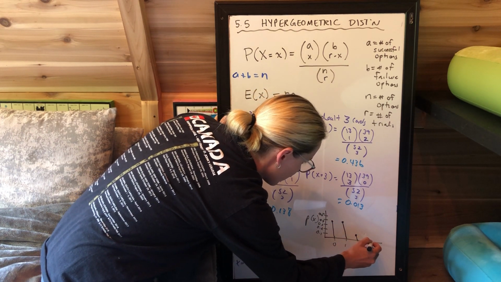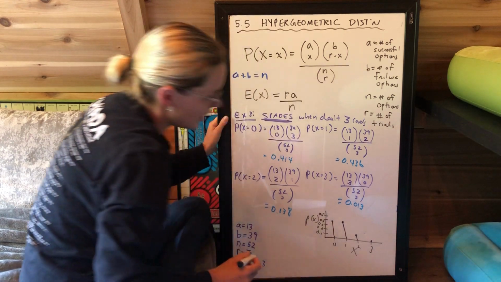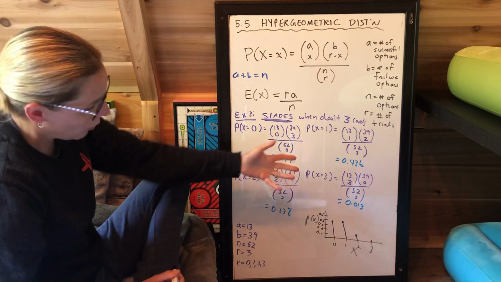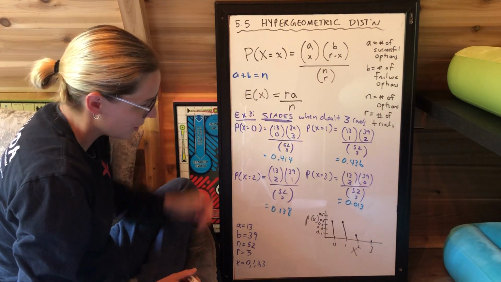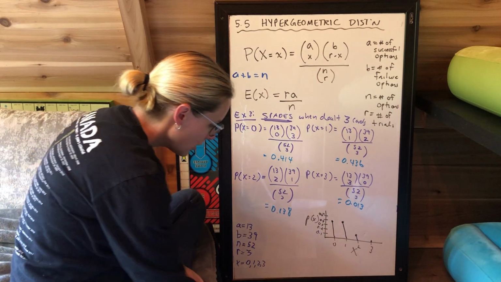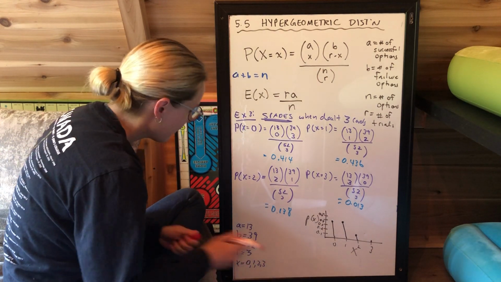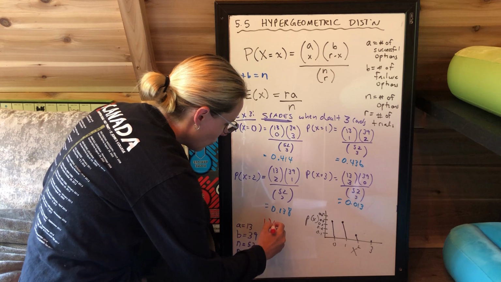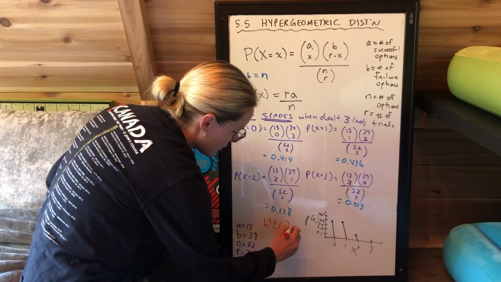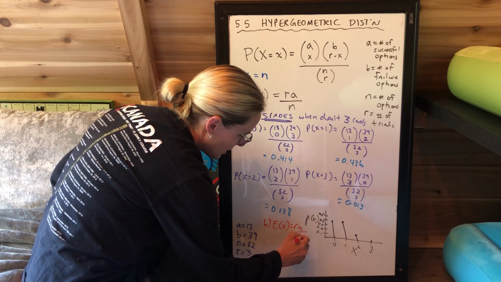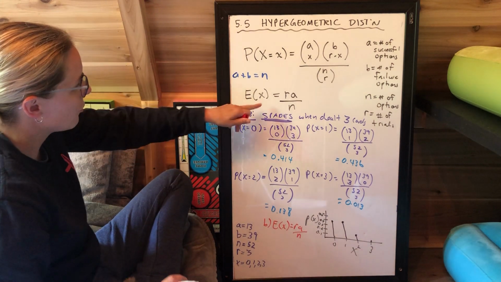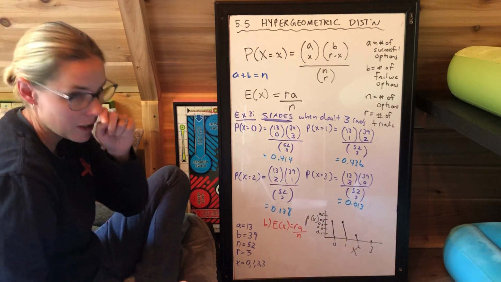Then this one, 0.1. Okay, so that's what the probability distribution graph looks like. I'm probably not going to make you do one of those, but. Okay, and then the last part of the question, which was question B, said, what's the expected number of spades you get? Well, expected number just says, use the formula we have here, R times A divided by N.